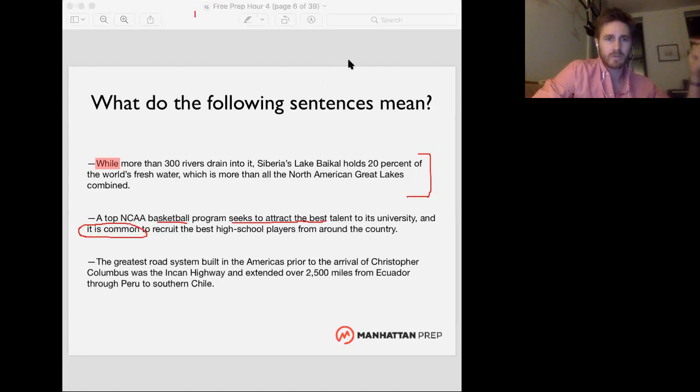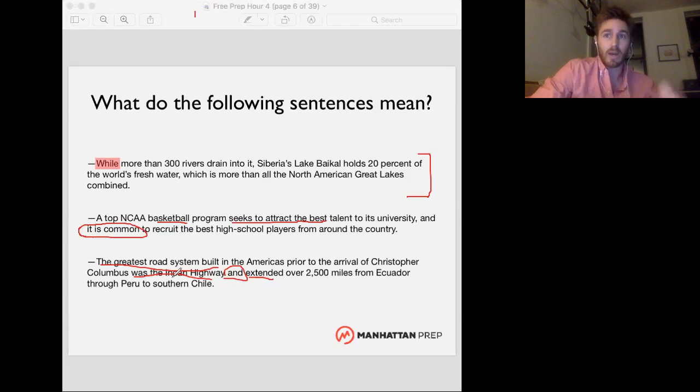Okay, this last one on this page makes a similar mistake that we've seen before with "and extended." This is the greatest road system, was the Incan Highway and extended. Hold up. I want the Incan Highway to extend. It was the greatest road system and the Incan Highway extended. It's weird to say the greatest road system was the Incan Highway and the greatest road system extended. It's not a grammar mistake. It's just not the story I want the computer to know.